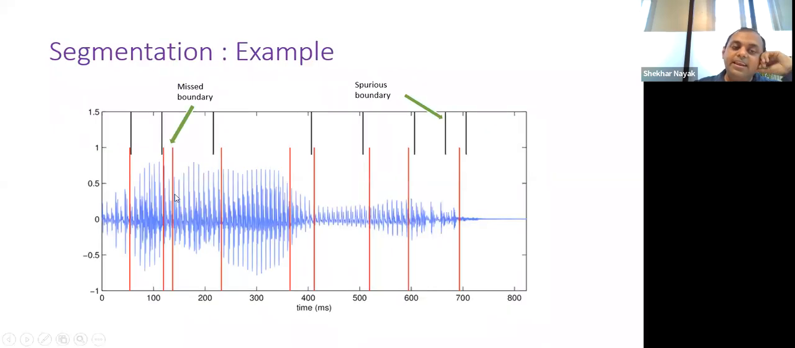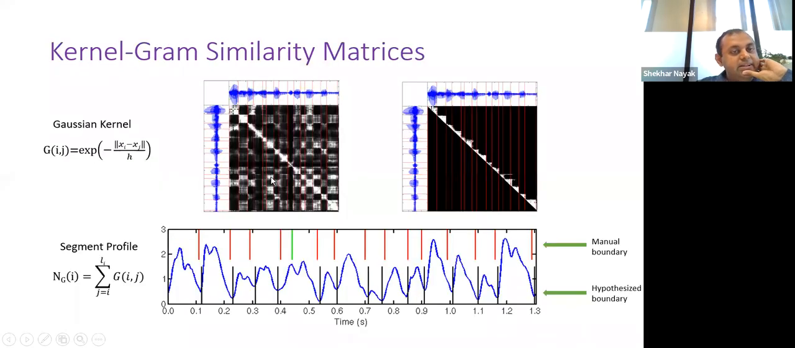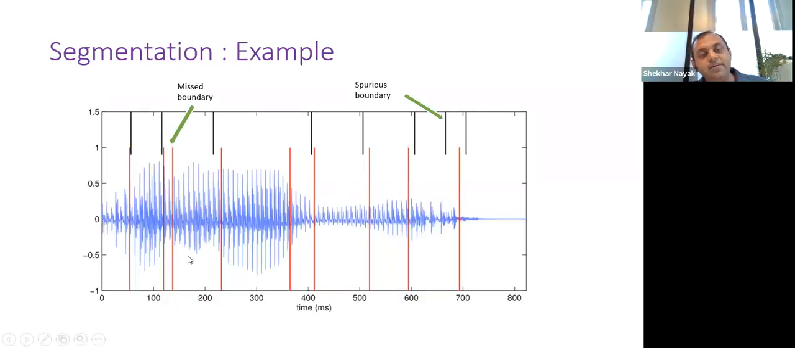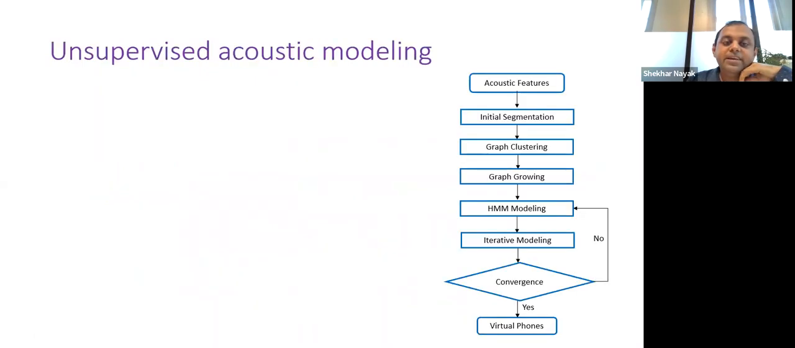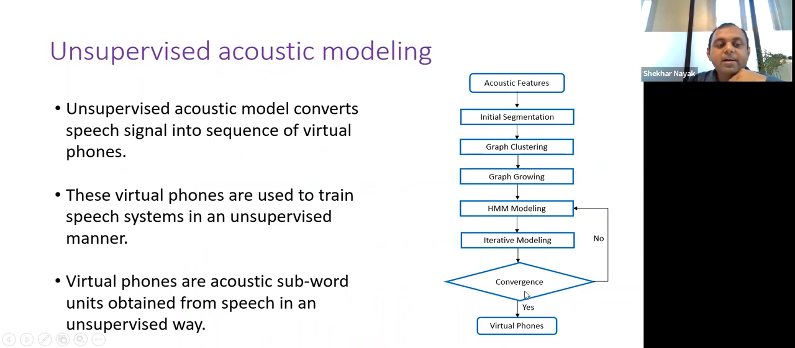This is an example of automatic segmentation. You can see the original boundary and the boundary marked by this kernel gram segmentation, which we did in 2017. This gives boundaries close to the actual boundaries. There are some missed boundaries and some spurious boundaries as well. Then you do the clustering and the entire acoustic modeling, and you get virtual phones which can be used to train speech systems in an unsupervised way.